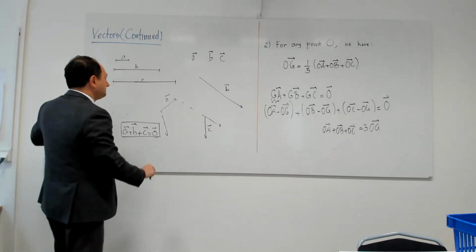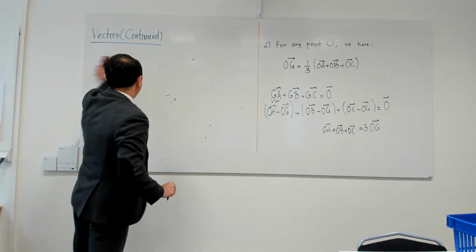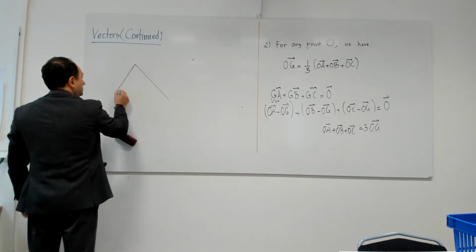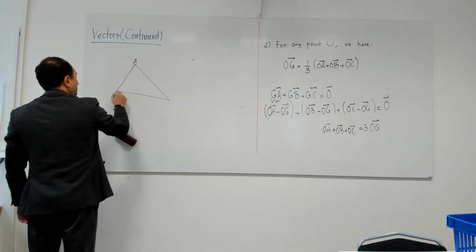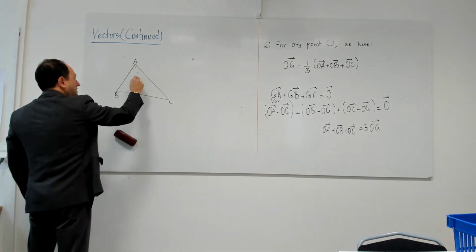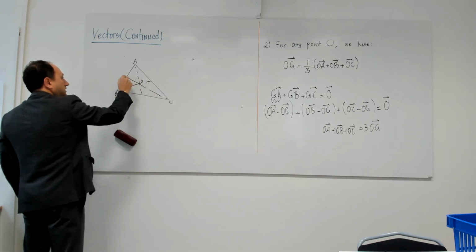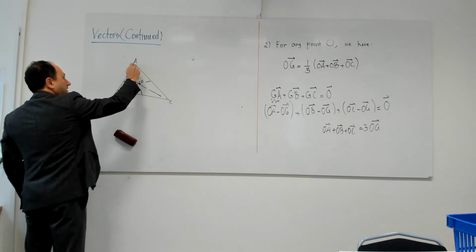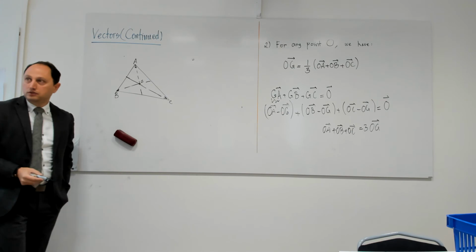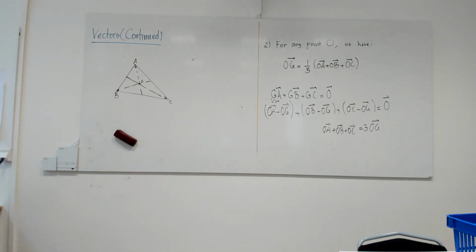Okay, so for example, if I have the centroid of a triangle, if this is my triangle, and this is the centroid, do you remember we showed something? We showed that GA plus GB plus GC is 0. So it means that I can construct a triangle with these.